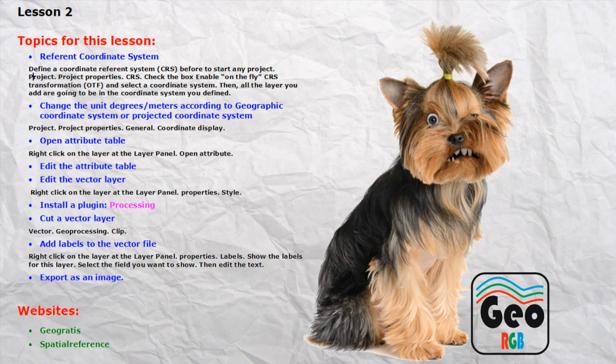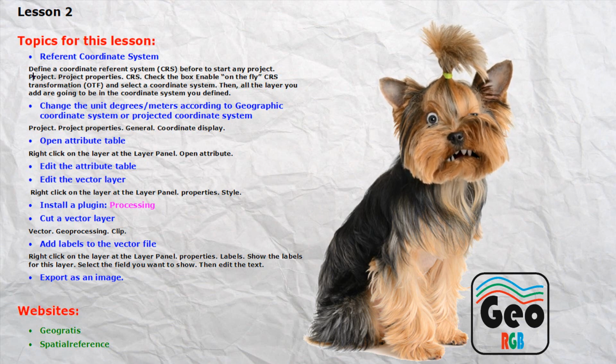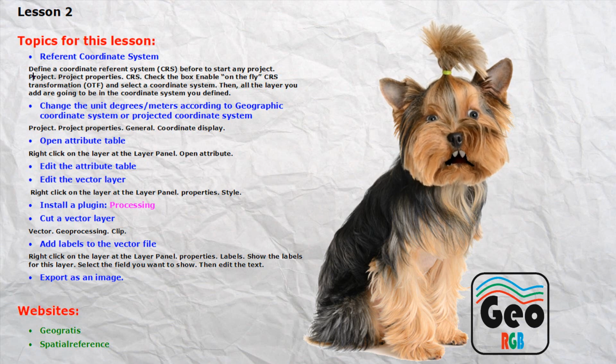In this second lesson, we are going to create a general map of Alberta. At the beginning of the video, we are going to be talking about coordinate systems and how it works in Quantum GIS. We are going to check different options. Also, we are going to see how to change from the geographic coordinate systems in degrees to projected coordinate systems in meters. Also, we are going to be working with the attribute tables of the vector files. Also, we are going to edit the attribute table and edit the vector layers.